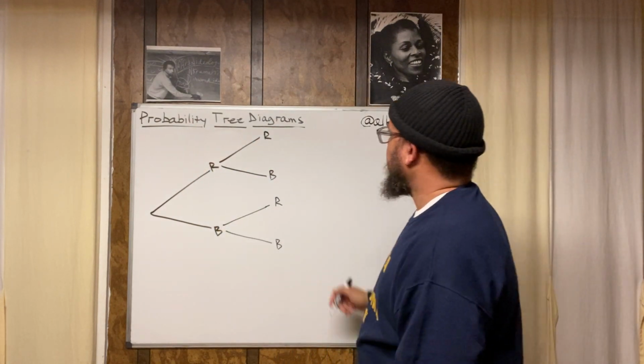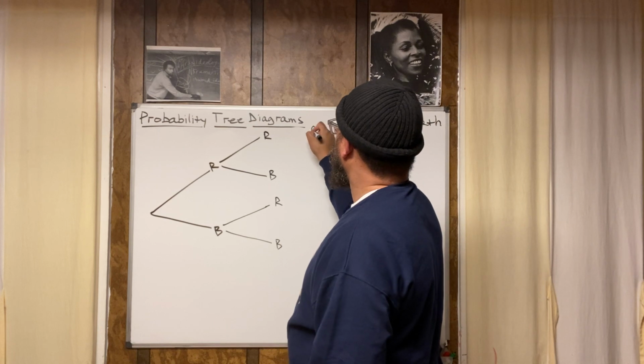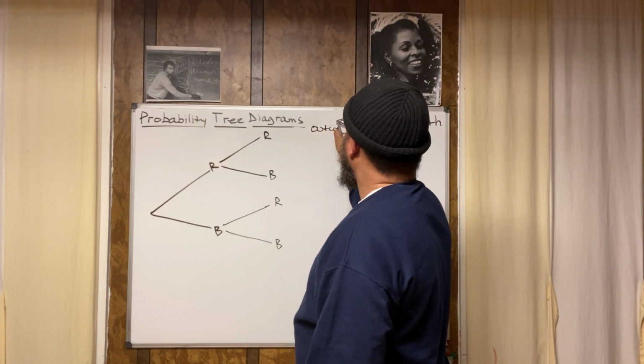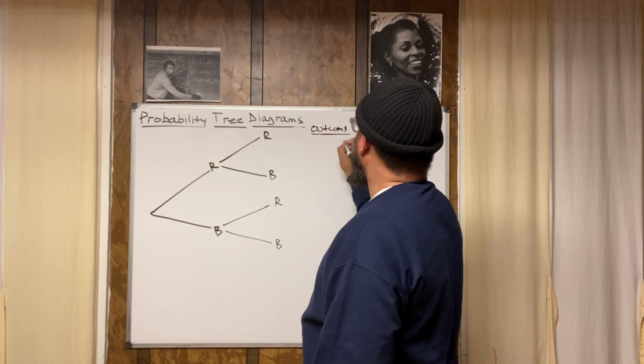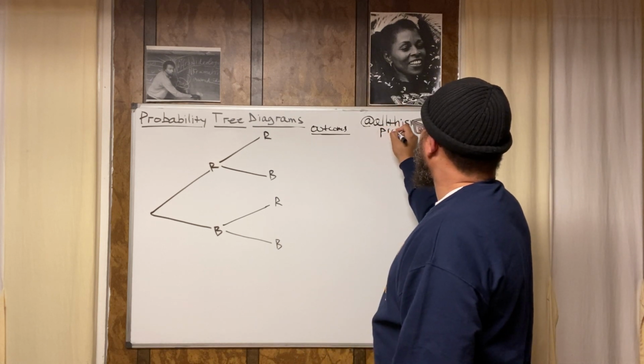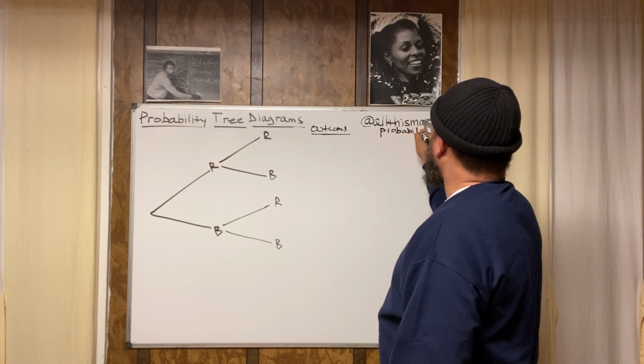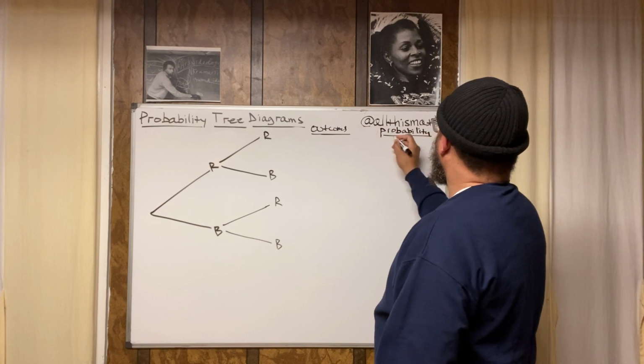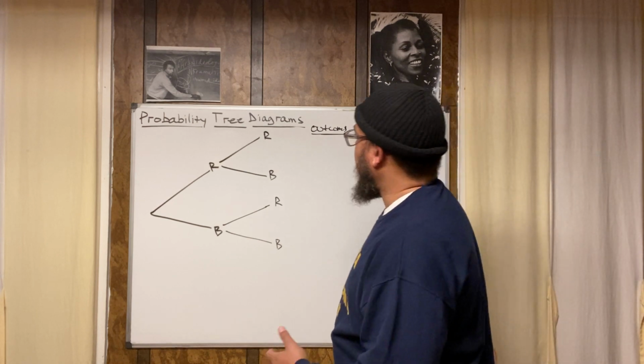Now, your outcomes. Outcomes, and then next to that, we're going to have probability. Probability. Yeah, I spelled that right. Cool. All right, so these are your outcomes.